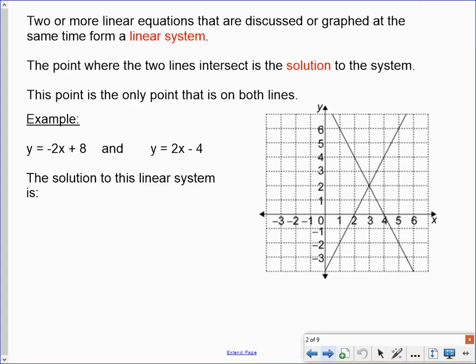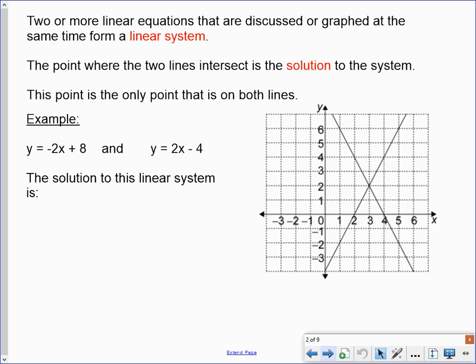So just to start us off, whenever we have two or more linear equations that we're discussing or looking at or graphing on the same set of axes, they form what is known as a linear system. Okay, so just one line, we have a linear equation, two lines together, we have a linear system. The point where the two lines intersect is called the solution to the system. And this is the only point that is on both of the lines.